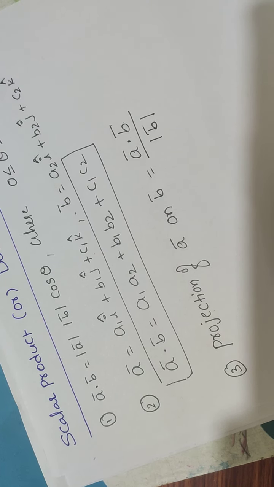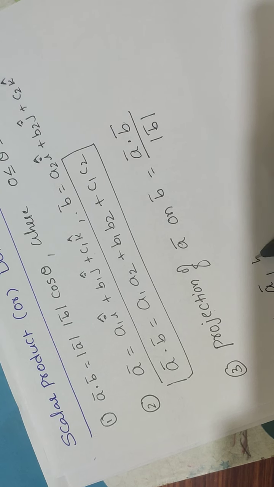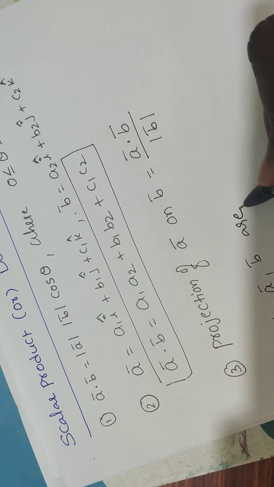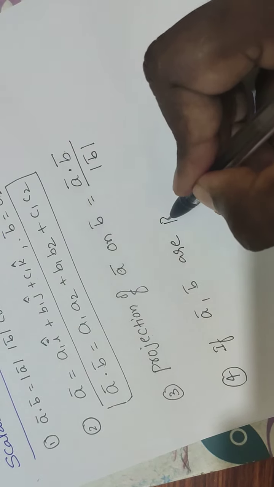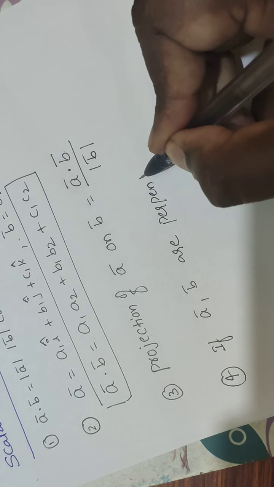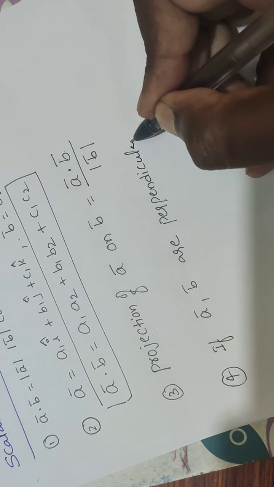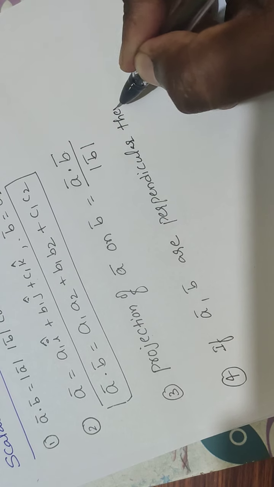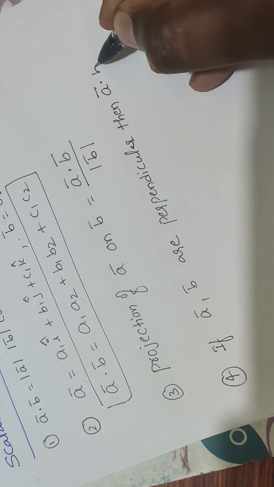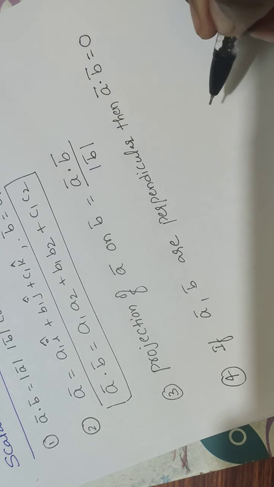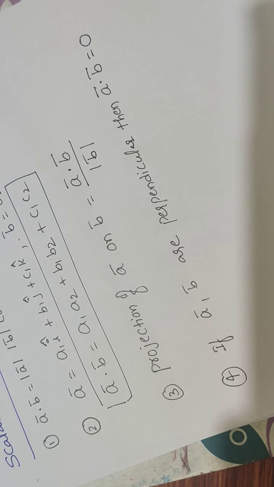Next, fourth point. If two vectors a bar and b bar are perpendicular, then the dot product between these two vectors is equal to 0. The dot product always gives a scalar. That's why it is also called scalar product. Next, fifth point.